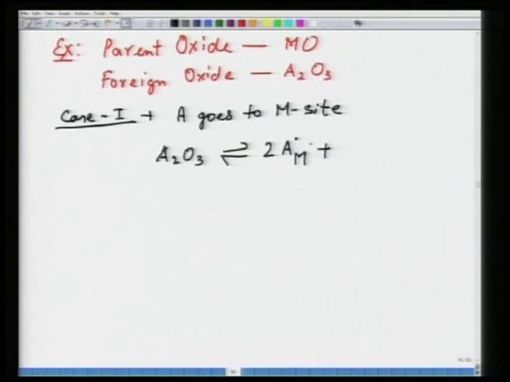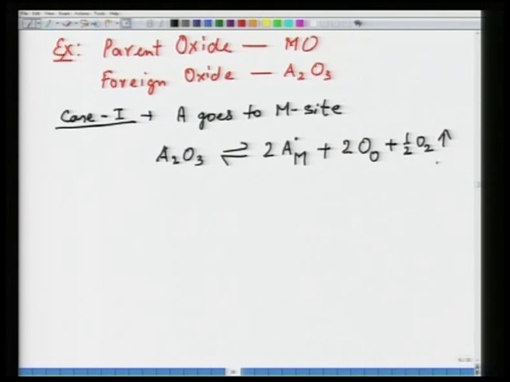since 2 A's are going to 2 M sites, to maintain the site and mass balance, 2 of the 3 oxygens here go to oxygen site. Which means they maintain the site balance of MO, which is the parent lattice. Extra oxygen goes out, half O2. So, extra oxygen does not stay inside.